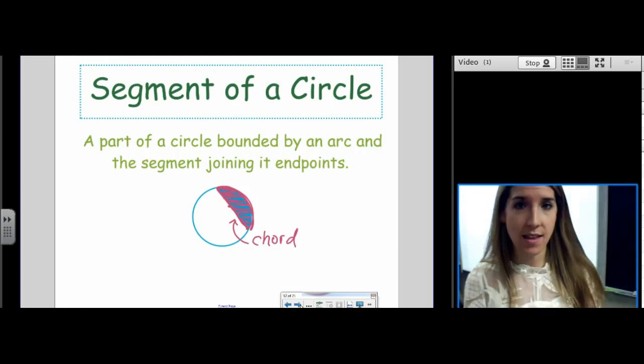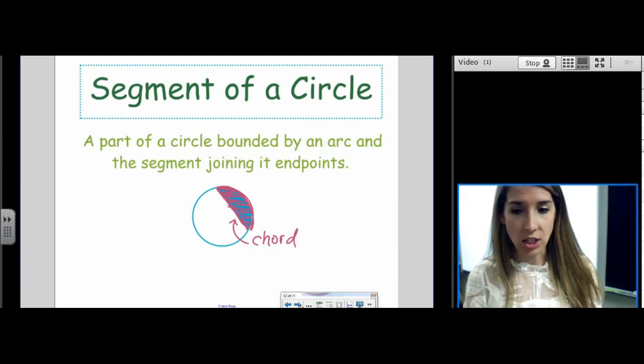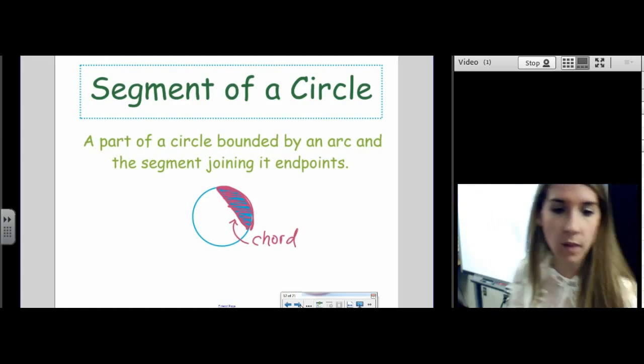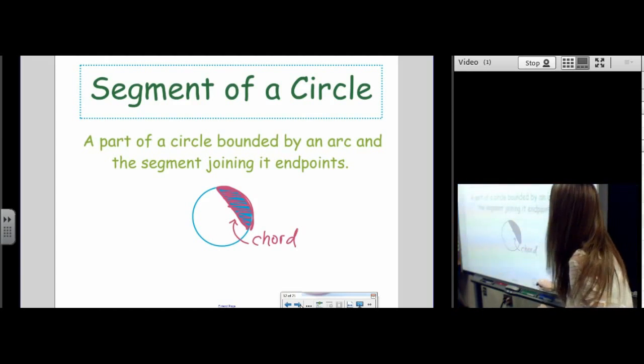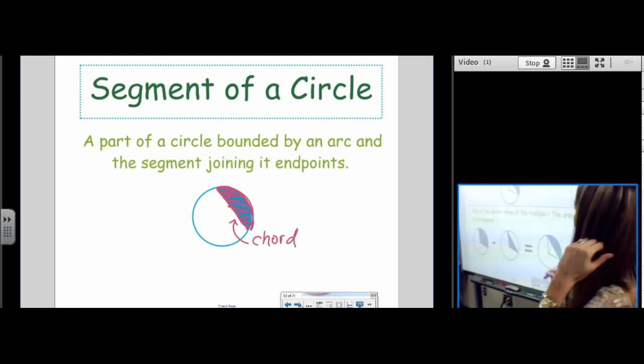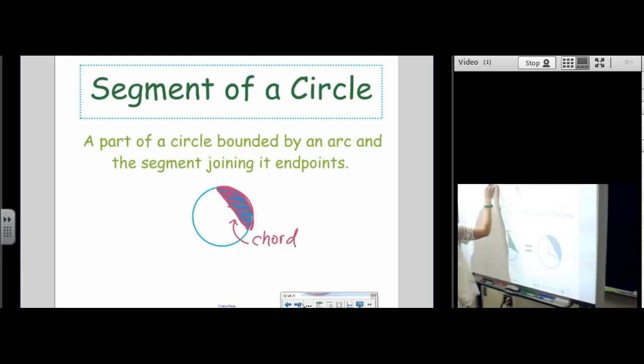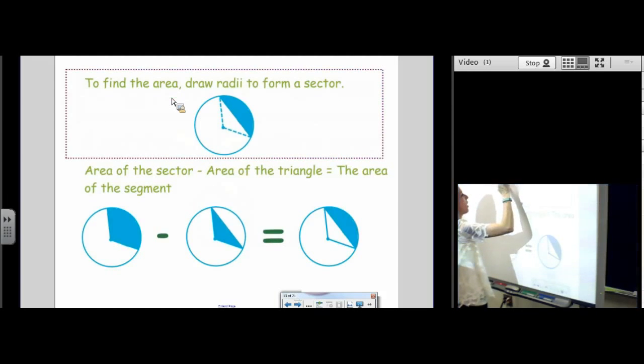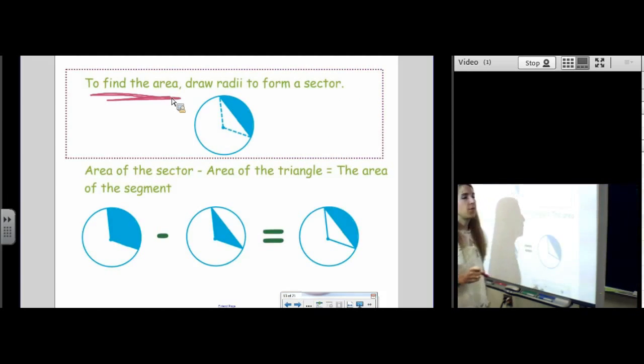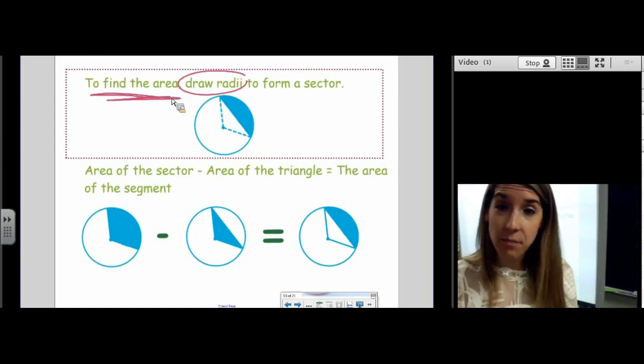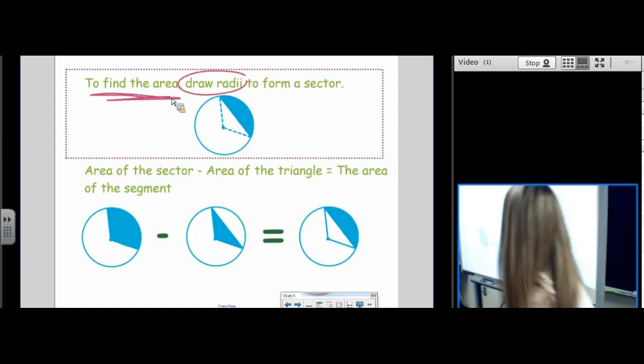Now, how are we going to find the area of a segment? Think about it. How are we going to find the area of that shaded region? Yes, Abby. So here's how we're going to find the area. First, we're going to draw radii so that we can form a sector, a piece of pie. So we're going to find the area of the sector.